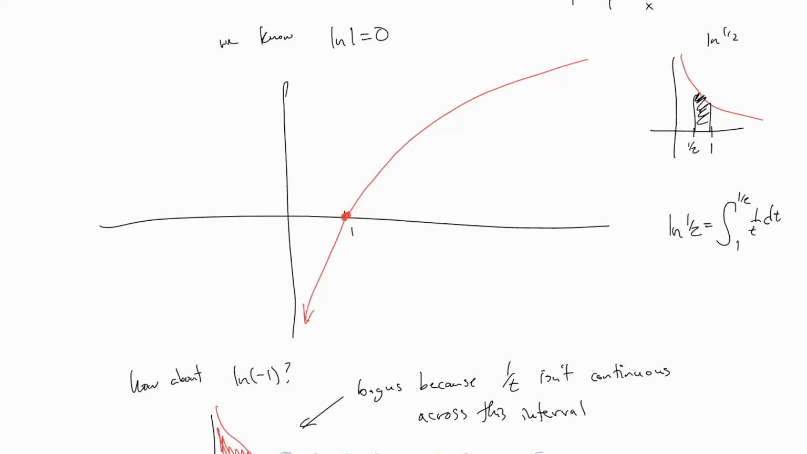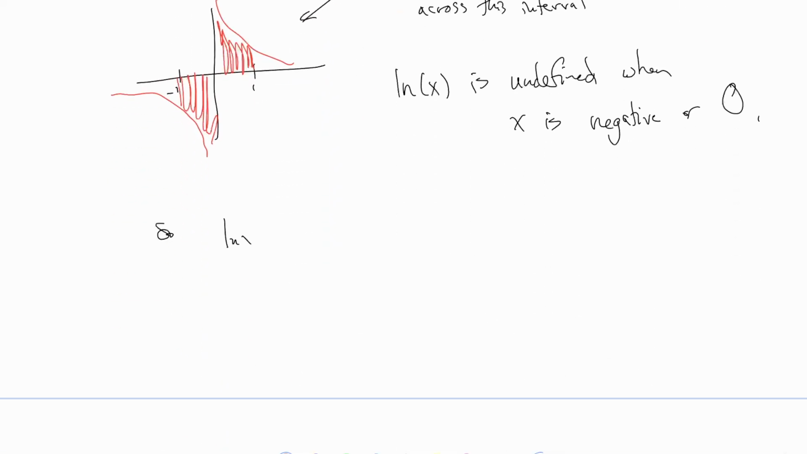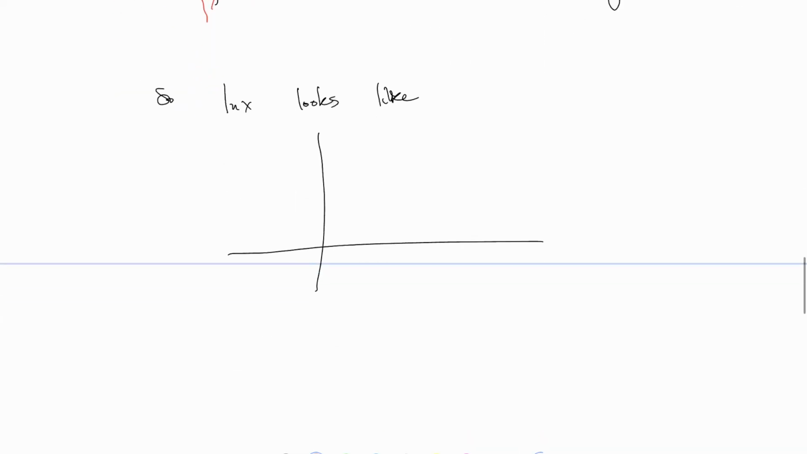So ln x looks like, I'll just draw it one more time. It only exists on the right side of the y-axis. And x equals 1 is the x-intercept of the natural log of x. All right? And just based on this picture, what we've been saying, you can say some things about various limits. The limit as x goes to infinity of ln x is infinity.